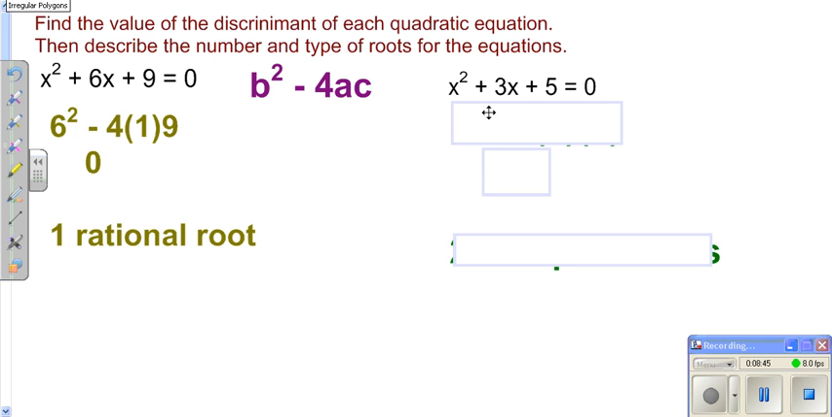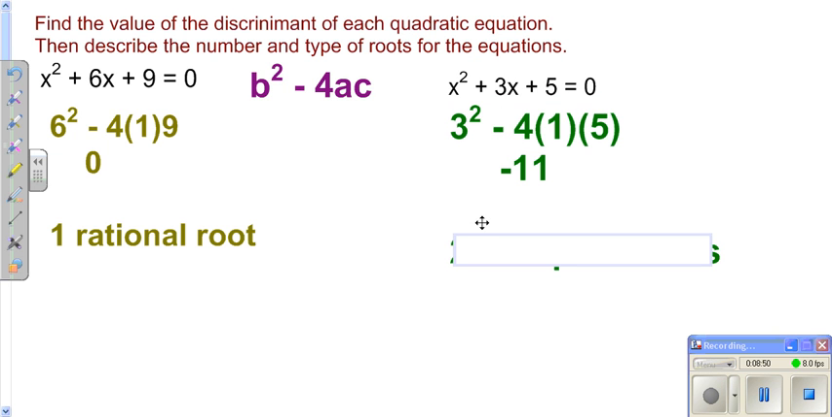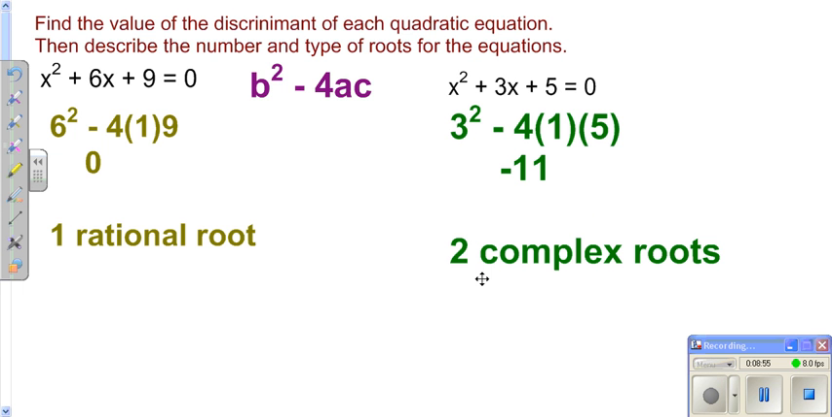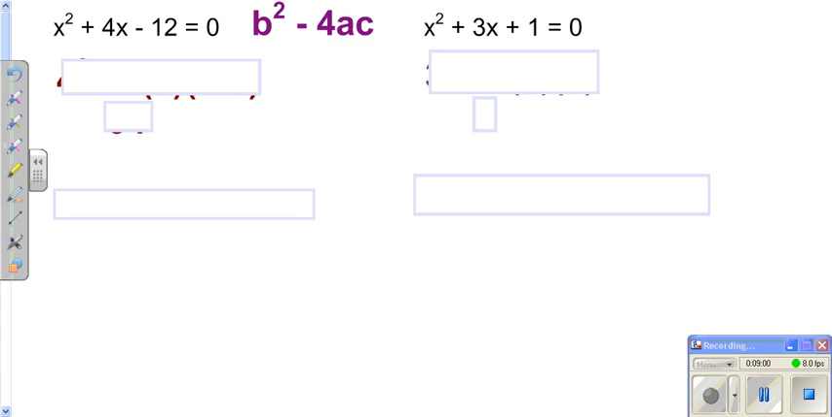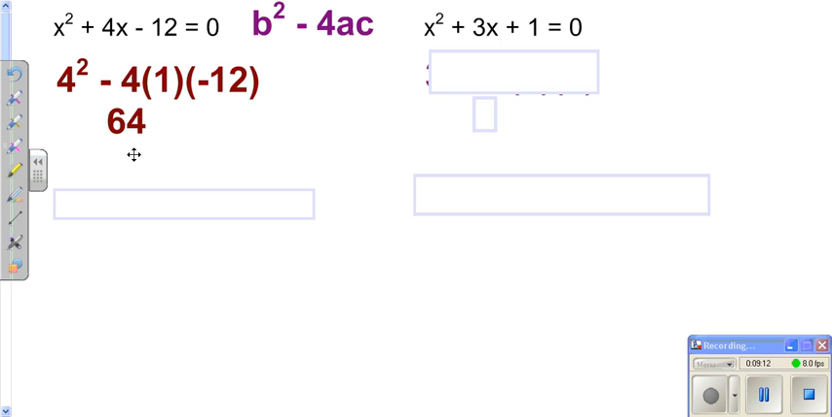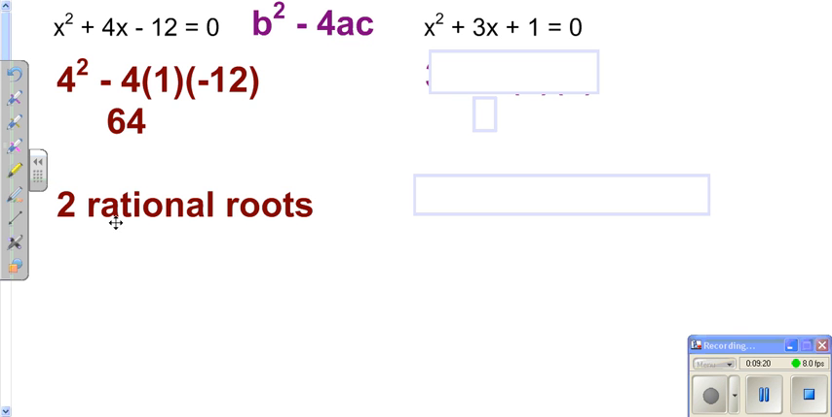Same idea over here. Plug your a, b, and c into your discriminant. Simplify it down. In this case, we get a negative. Remember, when it's a negative inside of your root, that's your complex roots, 2 of them. Same idea here. Plug in your a being 1, your b being 4, your c being -12. And we get 64, which is positive. Question is, is it a perfect square? Yes, it is, because it's 8 squared. When it's a perfect square, you get 2 rational roots.